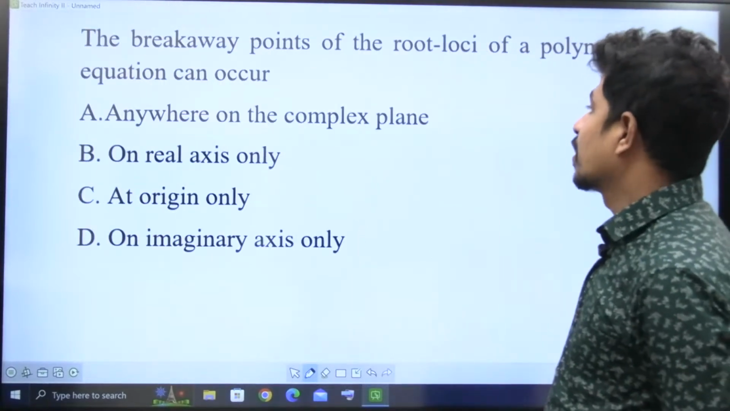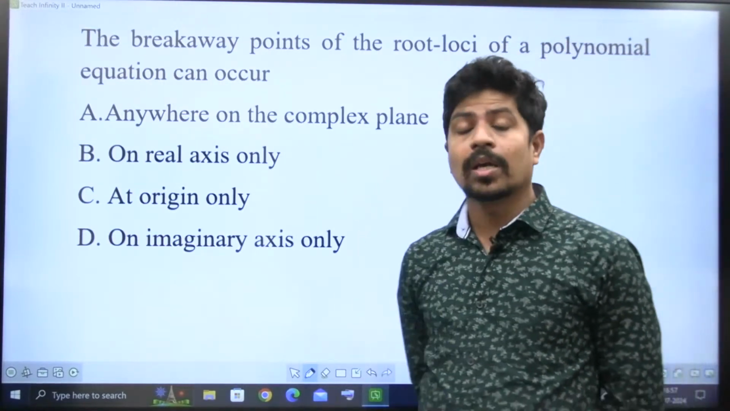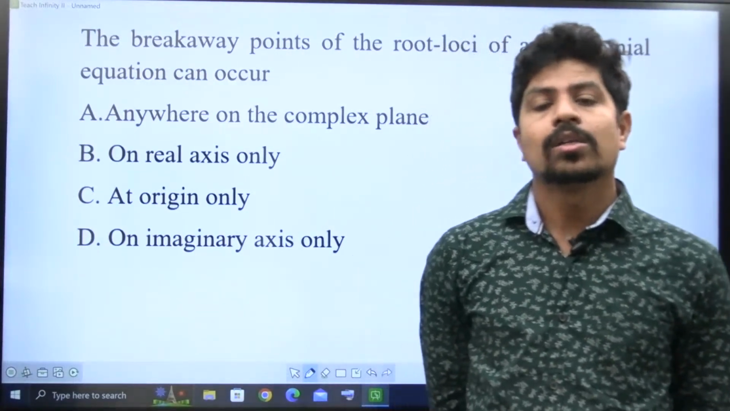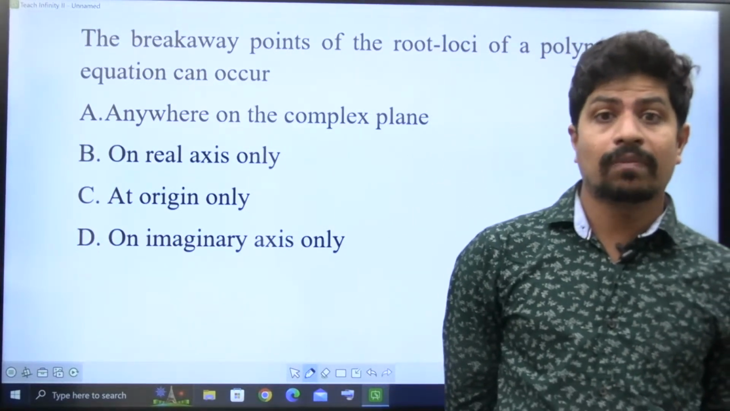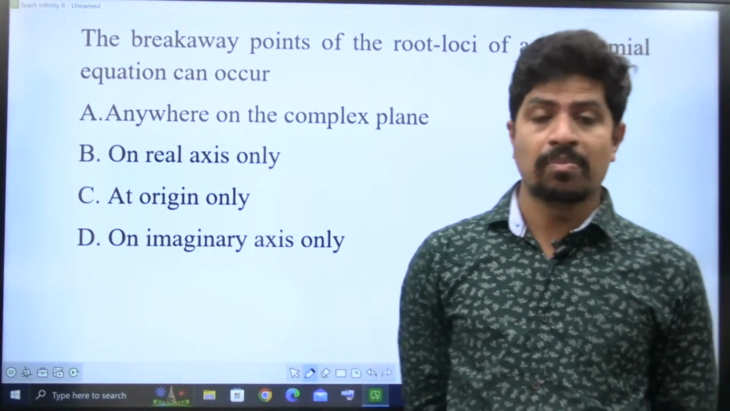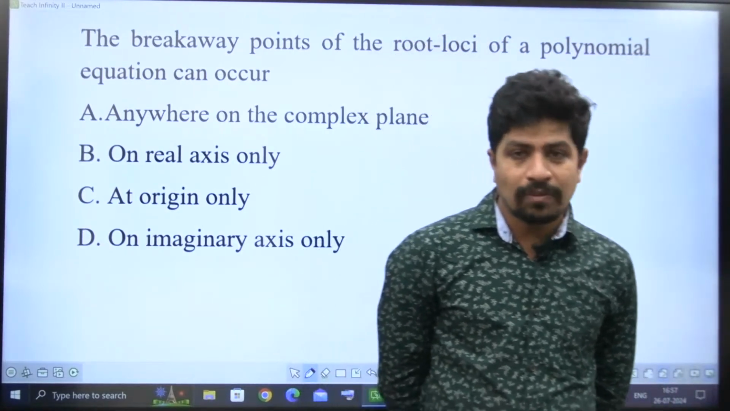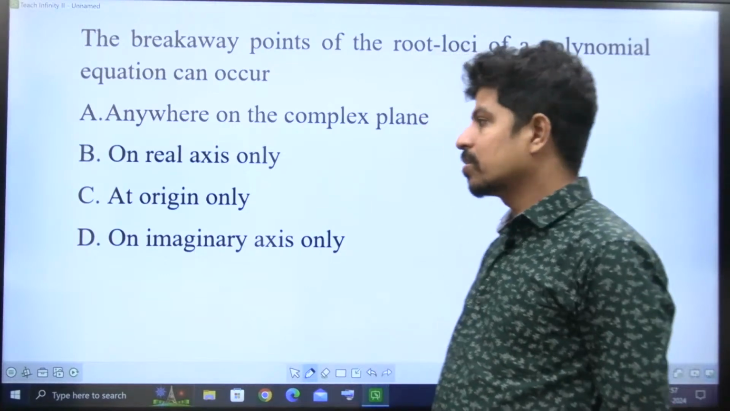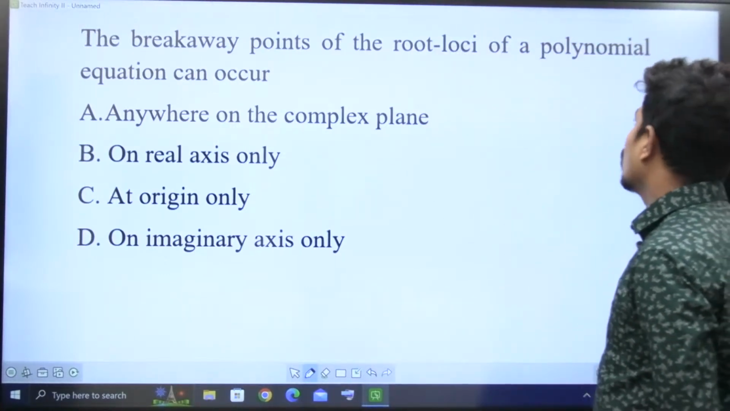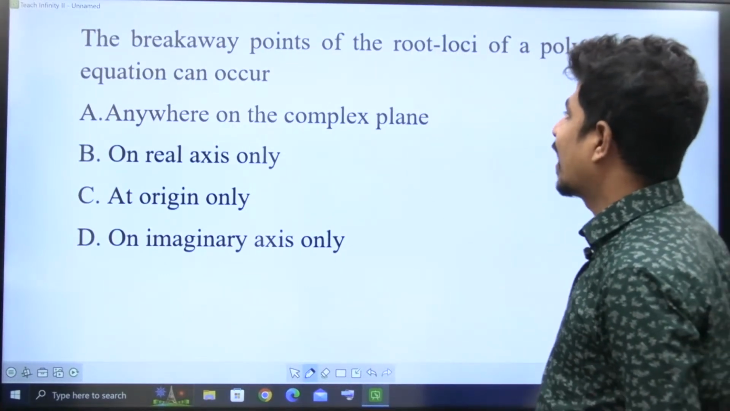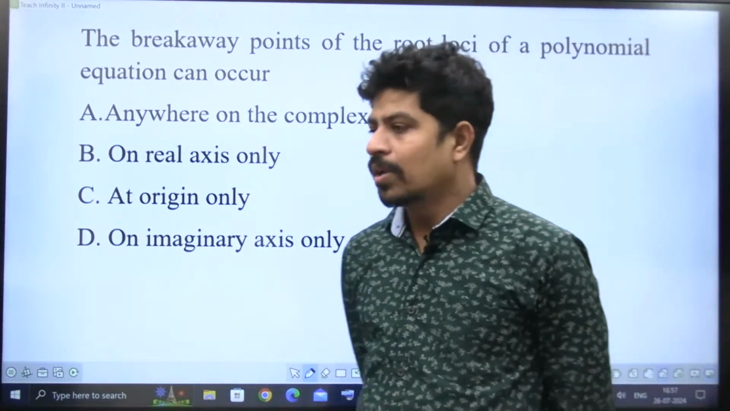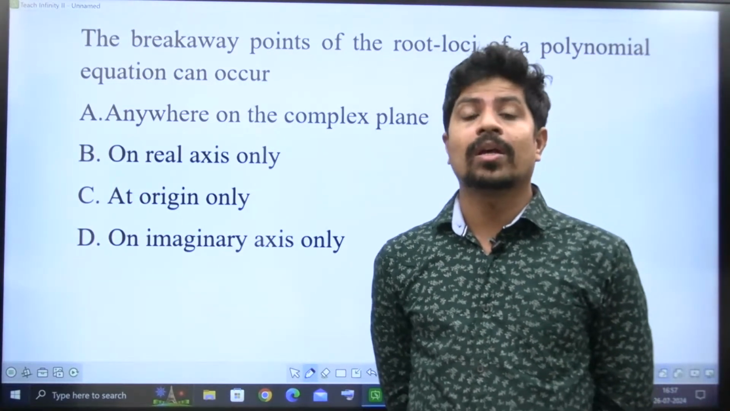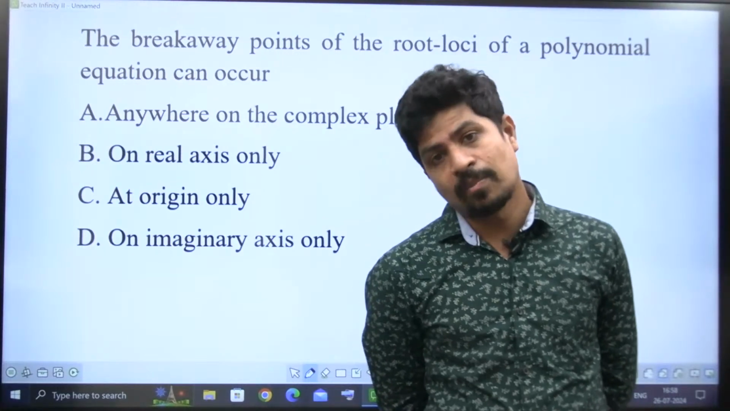Next. Some questions are given from the root locus diagram, from control systems also. So going through some part of control systems is important, though that fellow did not mention control systems in the syllabus. What is it saying? The breakpoints of the root loci of a polynomial can occur at, see, a breakpoint is a point where more than one branch of the root locus meet. At a breakpoint, the value of gain K is either maximum or minimum.